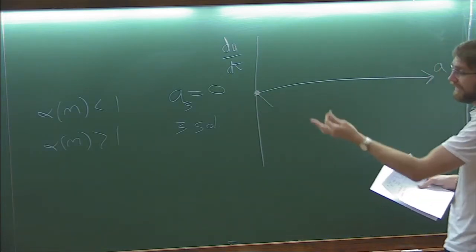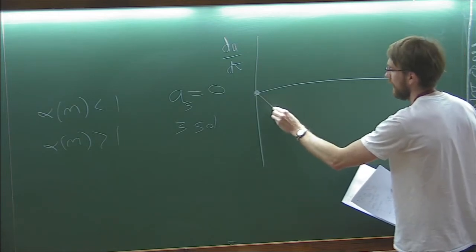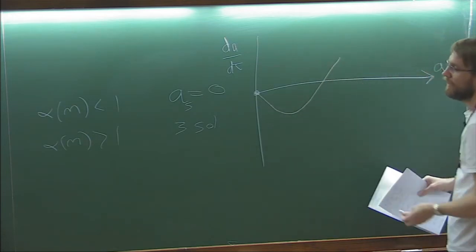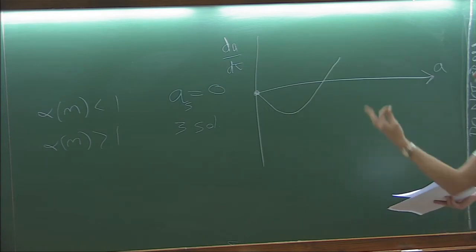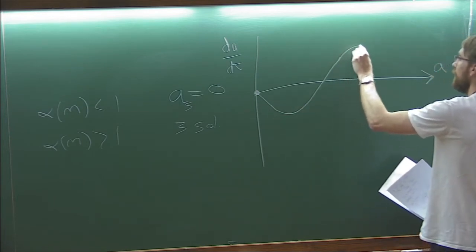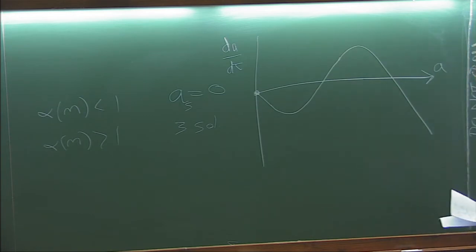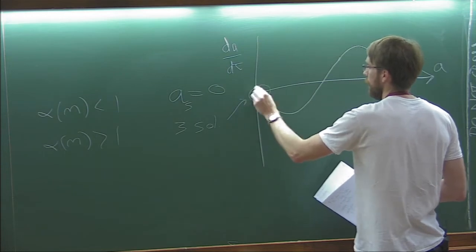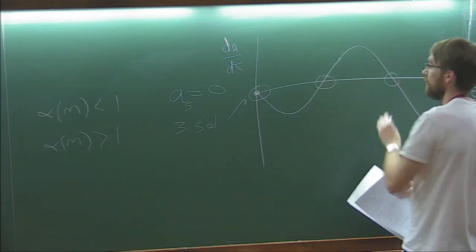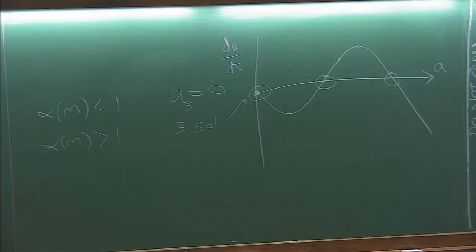As A gets bigger, then the first term starts to catch up and you go up. But then the first term saturates at high n, but the last term keeps getting bigger, so you go down. So what you actually end up with, in this regime here, is 1, 2, 3 solutions in steady state.